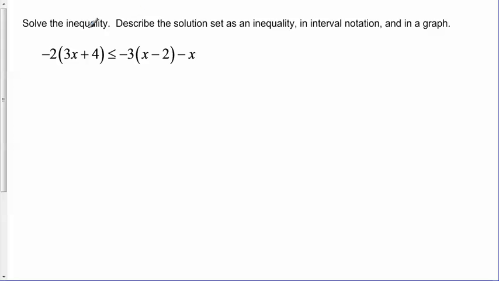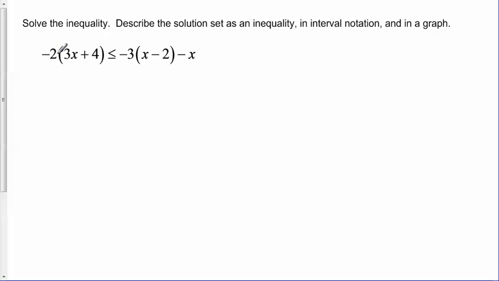So when we look at the problem that we're given to solve, we see that we have the inequality with less than or equal to, and we also see that each side of the inequality is going to take some simplifying before we get into solving mode. We've got x's on both sides of the inequality, so we're going to need to get those together at some point. And so let's just start off by looking to simplify each side of the inequality.